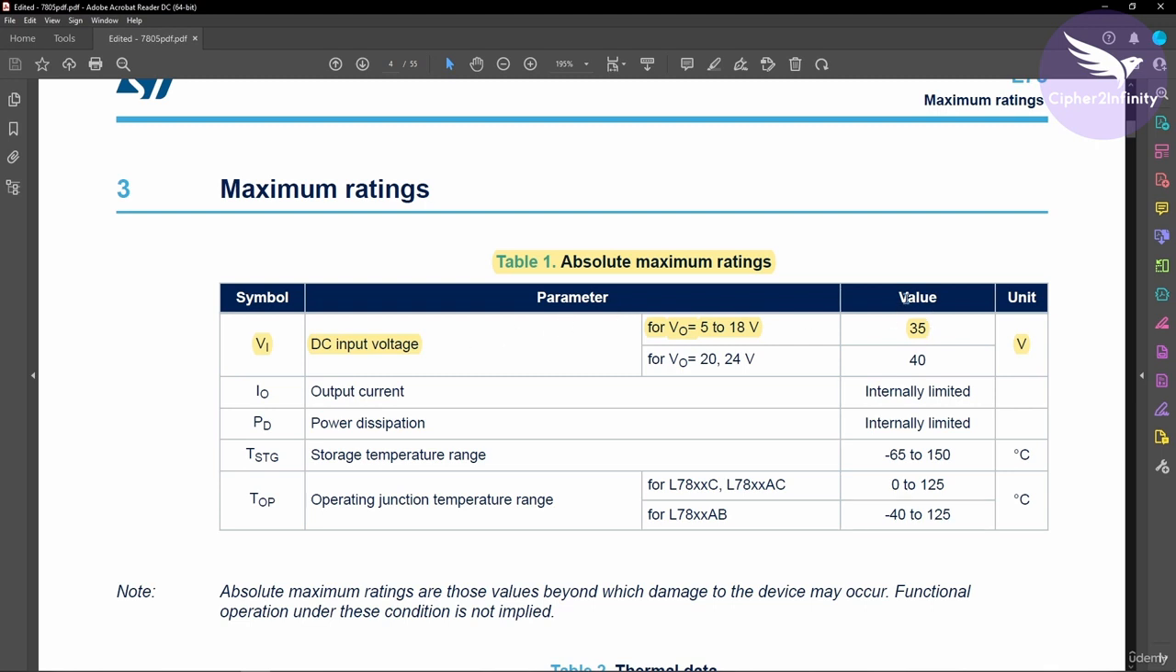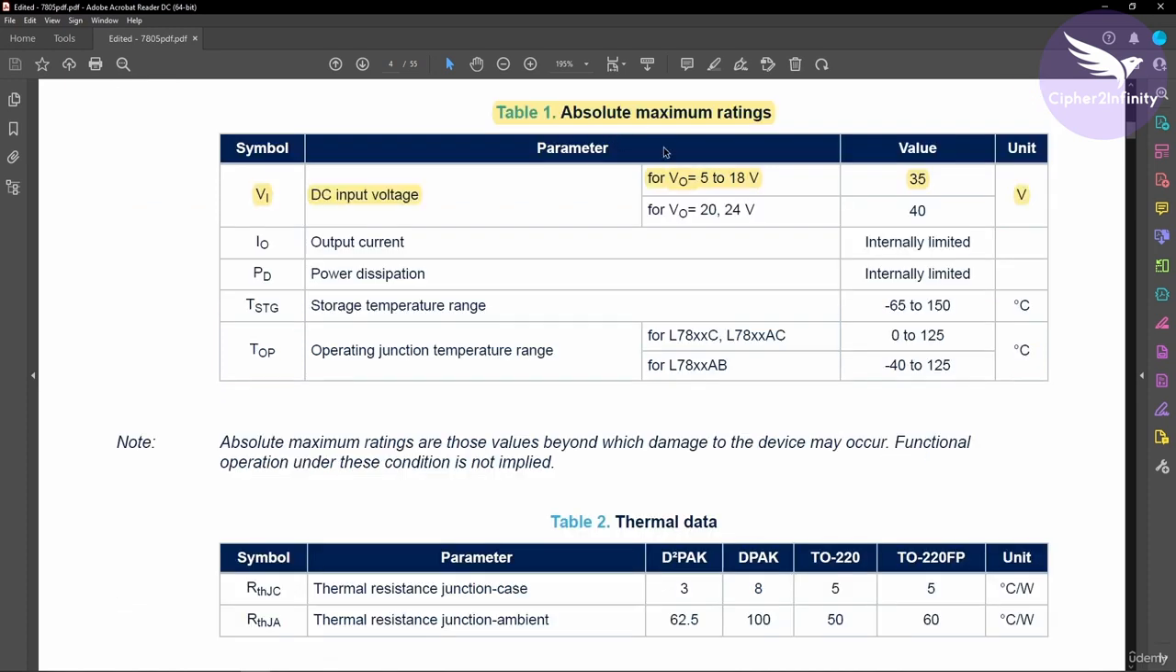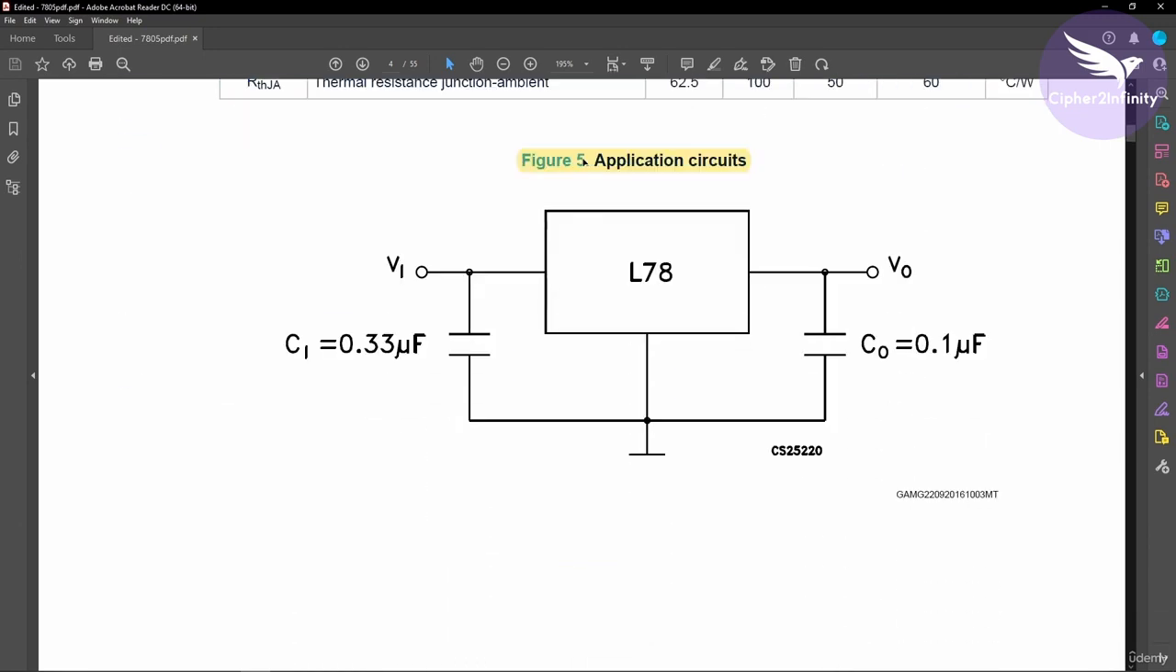And if you try to provide voltage more than this one, then that particular IC, the 7805 IC, will get damaged. So you should never exceed the values which are given in this absolute maximum rating section. So now let's go ahead, and this is basically the application circuit of 7805.